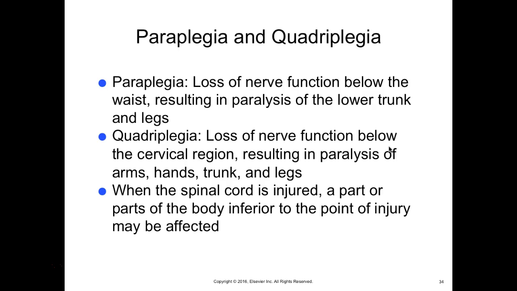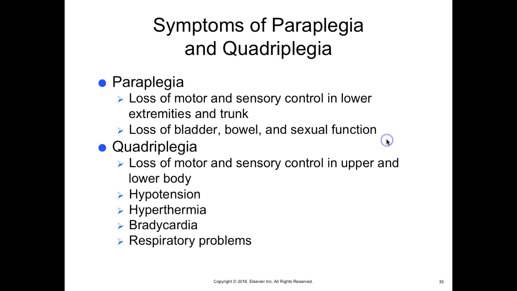When the spinal cord is injured, a part or parts of the body inferior to that point of injury may be affected. So remember, when the spinal cord is injured with paraplegia and quadriplegia, they're going to have loss of motor and sensory function. So they can't move the area, they also can't feel it. So symptoms, paraplegia: loss of motor and sensory control in lower extremities and trunk, as I mentioned, loss of bladder, bowel, and sexual function. Quadriplegia: loss of motor and sensory control in the upper and lower body, hypotension, hyperthermia, bradycardia, and respiratory problems. Some people with quadriplegia will be on a respirator or ventilator.